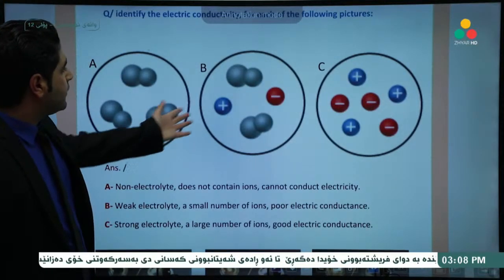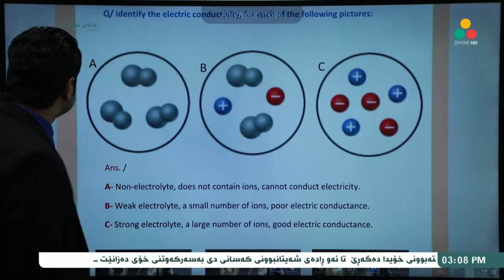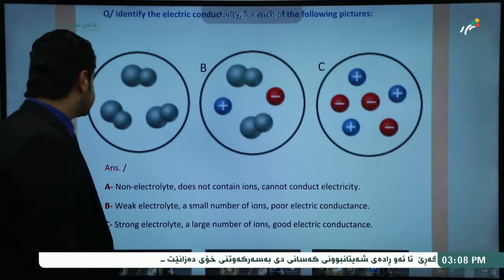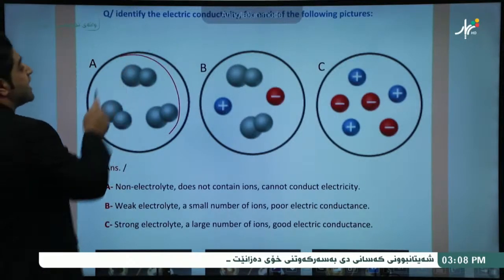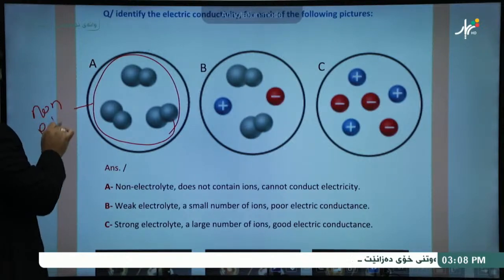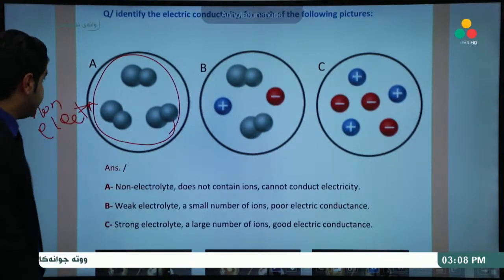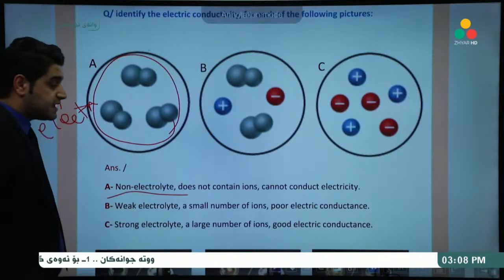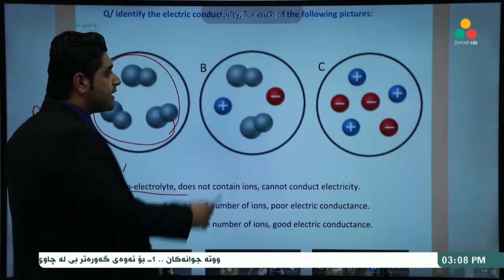Using the following examples, decide which of them can conduct electricity. In here, we don't have any charged particle, so this is a non-electrolyte, because we don't have any ion. A is a non-electrolyte; it does not contain any ion. But what about here and here?